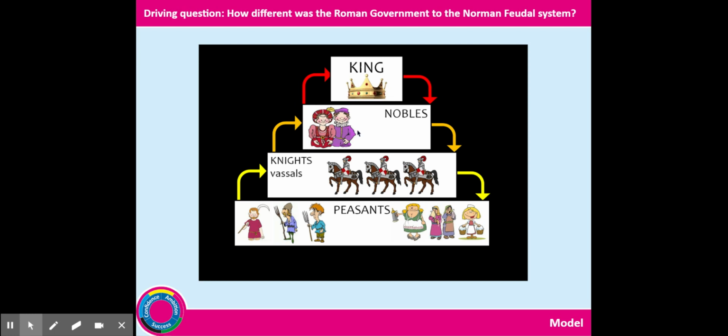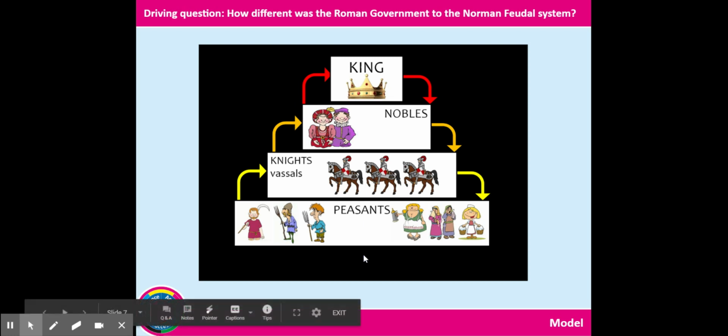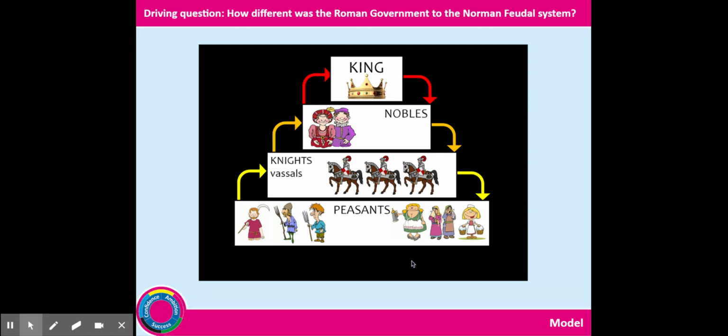A massive difference between this and the Romans is that the Roman system is more fair to the poorest in society, as they have some representation. The plebeians had some power. Another difference is the fact that the Normans don't like the use of slaves. The Anglo-Saxons had slaves in their feudal system, whereas the Normans got rid of them. The Romans kept their slaves.